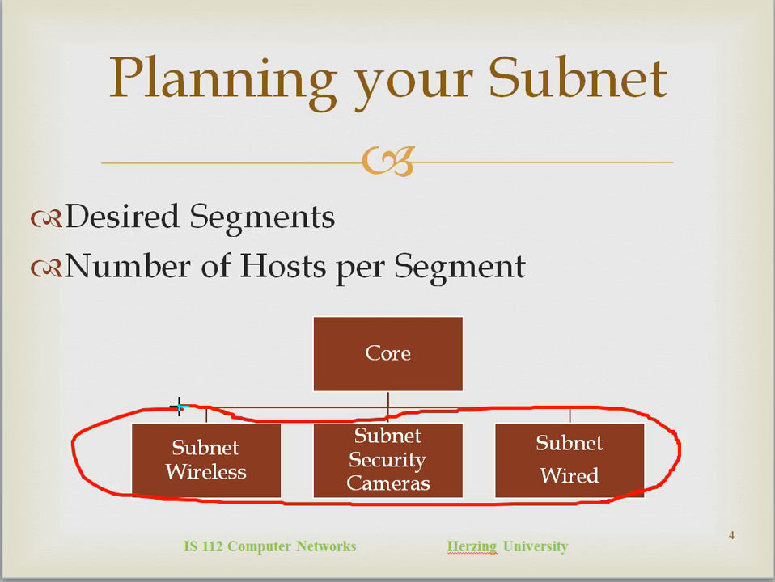The next step is determining the number of hosts or devices that will be needed on that subnet. For example, you may determine that on the security camera subnet that you will have about 500 devices. So each one of these subnets will have a certain number of hosts or devices, and you need to design your subnet so that it can handle that number.